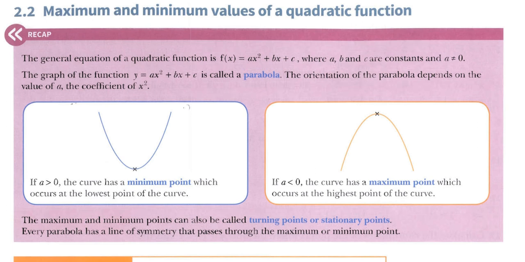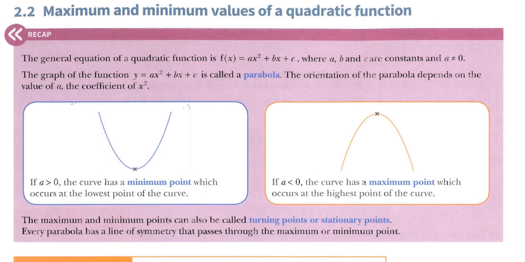The last chapter was simultaneous equations and quadratics, and we did exercise 2.1. We have done all parts, all questions from exercise 2.1, question number 1 to question number 26. Now today we are going to start exercise 2.2, and the topic of this exercise you can see on the screen. The topic is maximum and minimum values of a quadratic function.